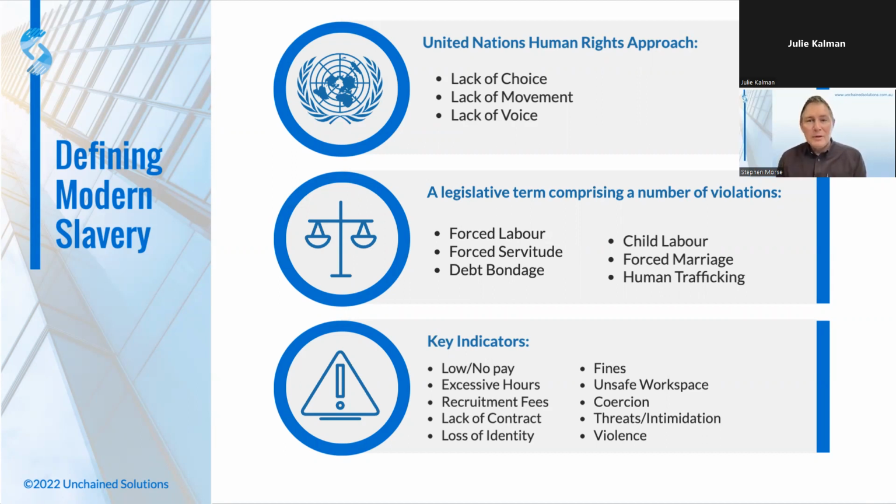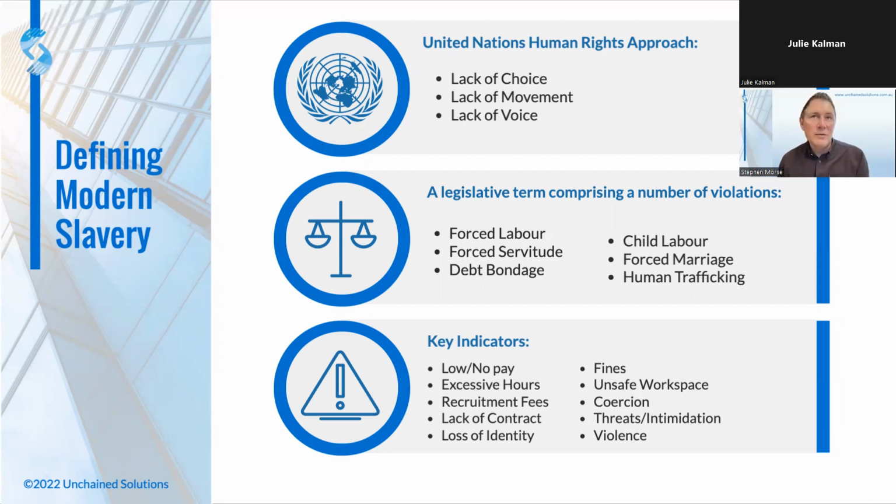When we think about modern slavery from a legislative point of view, and in particular the Modern Slavery Act, both in the United Kingdom and also in Australia, which actually use this term, we're looking at more of an umbrella term to describe a range of human rights violations of a particular theme, of a particular nature, and also with a commercial aspect to them, something transactional.